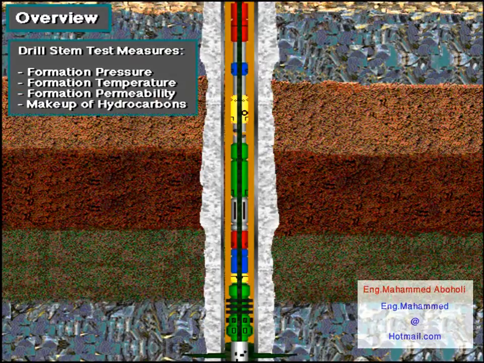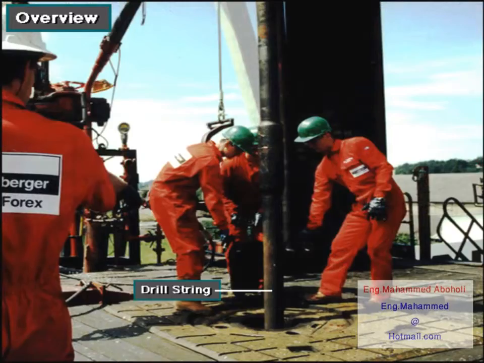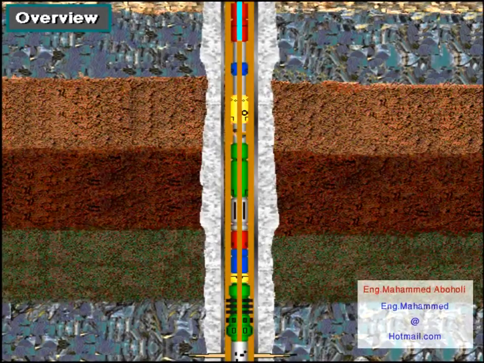To determine formation permeability and the makeup of hydrocarbons, the well owner may run a drill stem test, or DST, tool. The crew runs this assembly on the drill string, or the drill stem as it's sometimes called. The test evaluates a selected test zone. Like well logging, DSTs help well owners decide whether to run casing and complete a well.